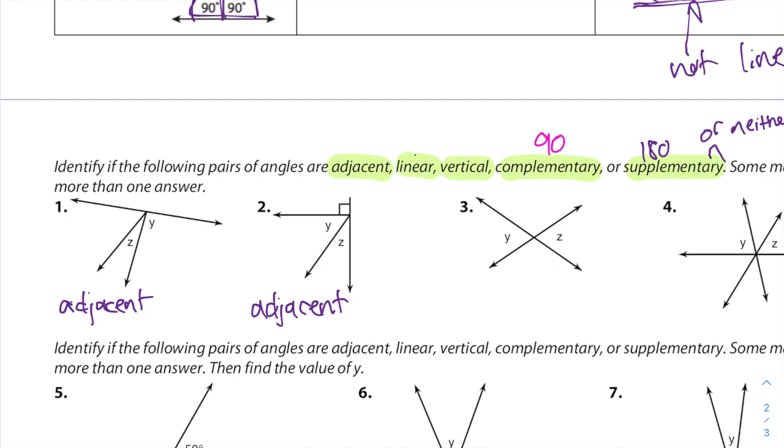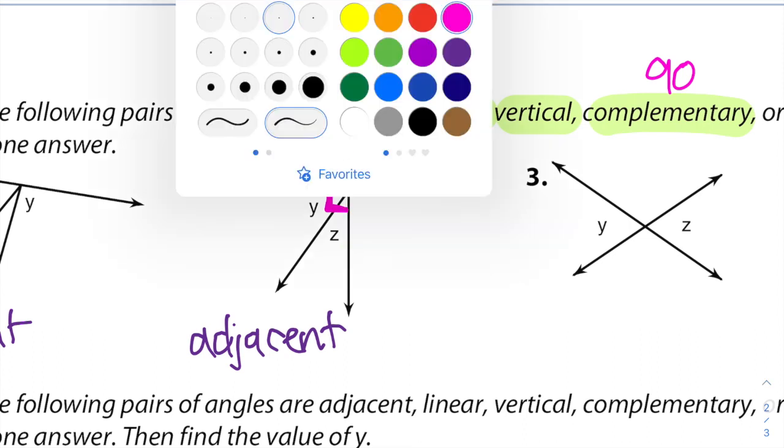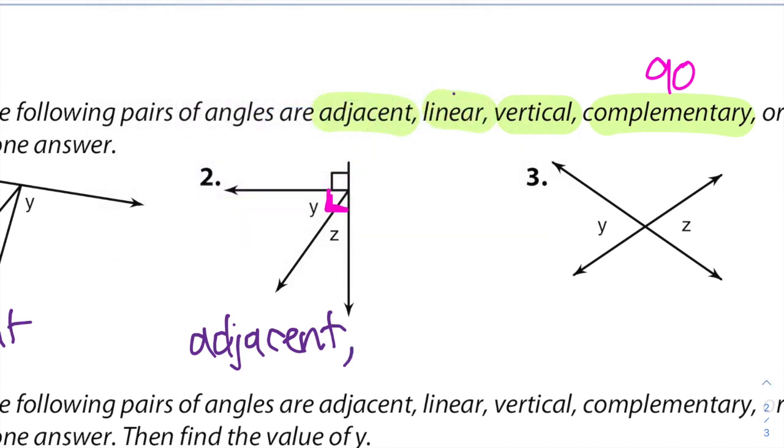Complementary is one that I will say yes to because we see that 90-degree angle here. If you see it there, you can also draw it on the other side. It's just that usually you will not see a picture that has two right angles. If it's on this side, you can assume that it's on the other side as well, as long as this is a straight line. So yes, this is complementary, because y and z are going to add up to 90.